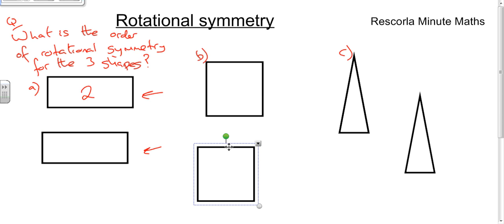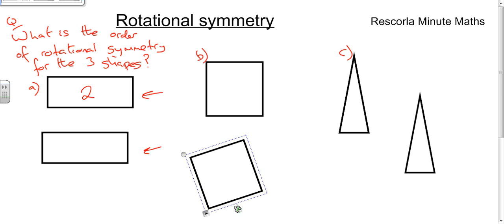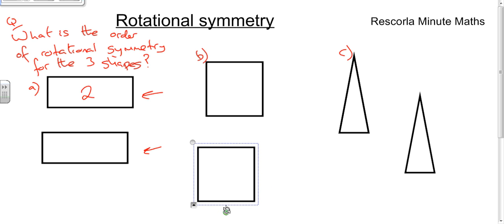So what about the square? How many times can we rotate that and it looks exactly the same? So again, imagine in our screen we are cutting out a square-shaped hole. So it will go in there once, 2. Looks the same that way, which is 3. And this way, which is 4. So the answer there is 4.